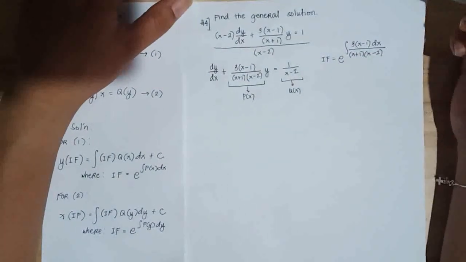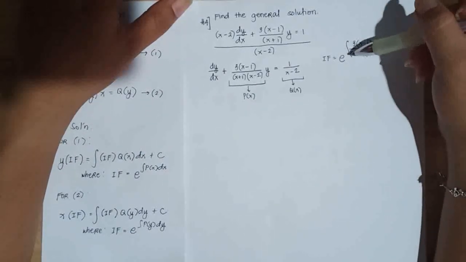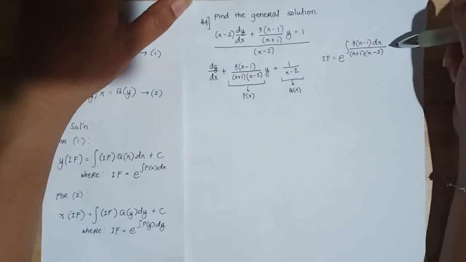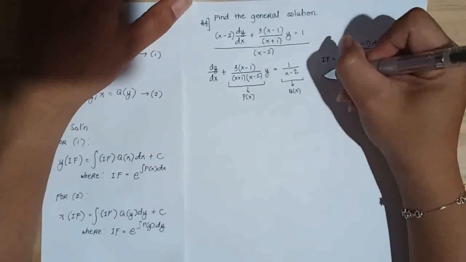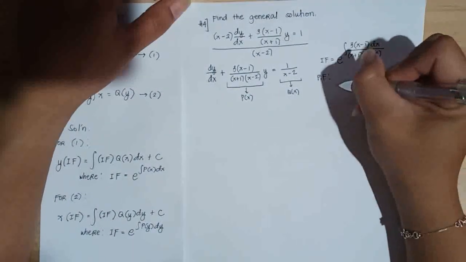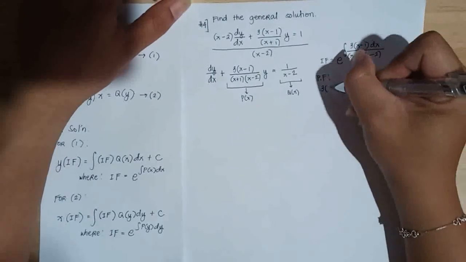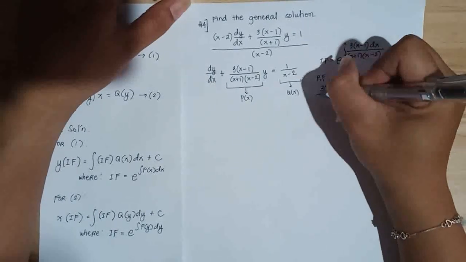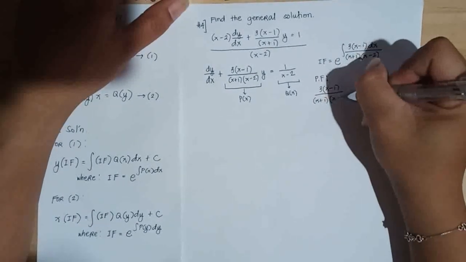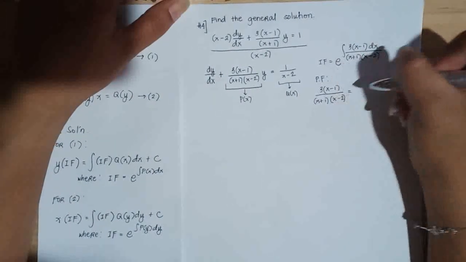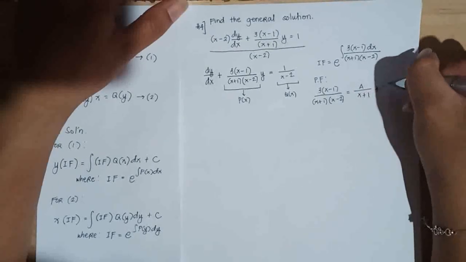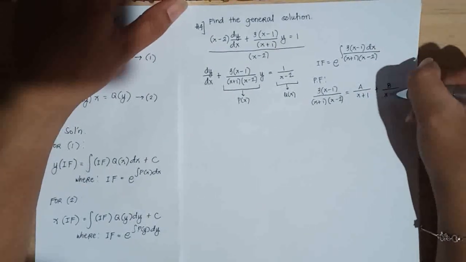But in this case, you will notice that this is hard to integrate. This is under ng partial fraction. So, you will do partial fraction first. So, the partial fraction is 3 multiplied to (x minus 1) over (x plus 1) multiplied to (x minus 2), wherein you can have A over (x plus 1) plus B over (x minus 2).